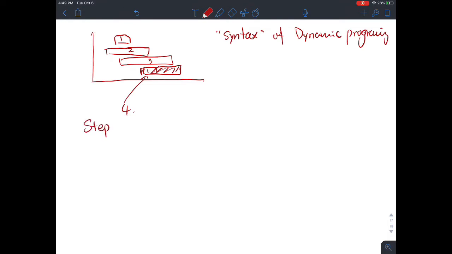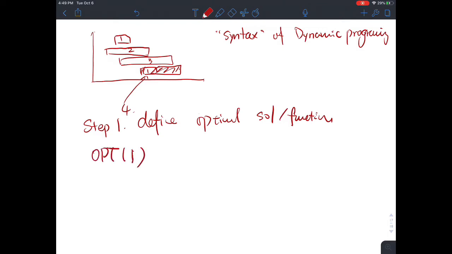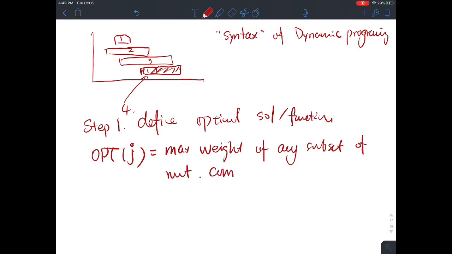The first step is to define what we call the optimum solution function. Let me walk through a concrete example, and by looking at this example again and again, you develop the intuition for what we are talking about. So we define OPT(J) to be the max weight of any subset of mutually compatible jobs for the subproblem of jobs 1 up to J.